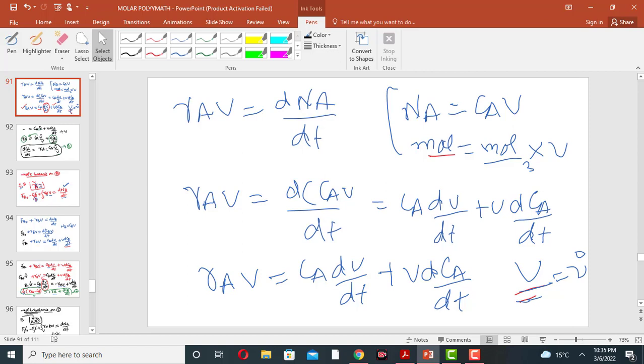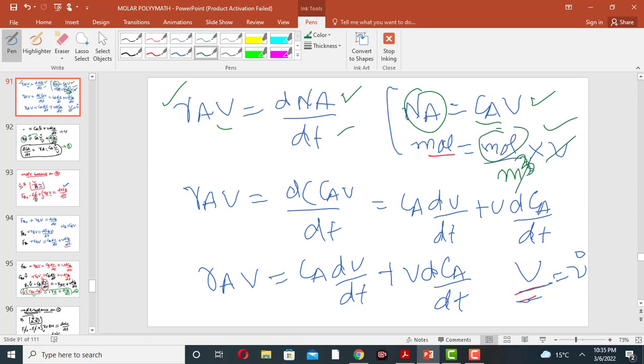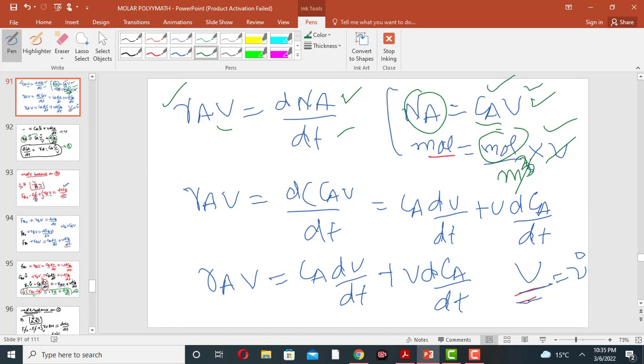Now this is rA times V and dNA divided by dt. We know that moles is equal to concentration of A times volume of the reactor. The unit of concentration is mole per meter cubed, times volume, so the volume cancels and we again get moles. So in place of NA we will write CA times V.